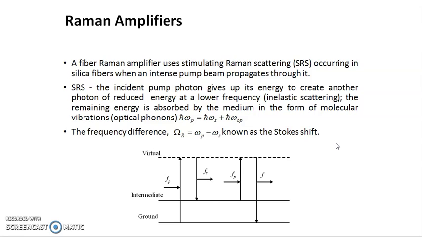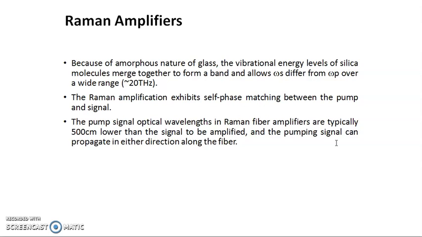The energy difference between the absorbed and released photon is transferred into a phonon, which is a vibrational mode of the material. So in this Raman amplifier, we use various kinds of glass, and that is used for the vibrational energy levels of the given silica. That is the phenomenon of Raman scattering, so that it can be used for different wavelengths.